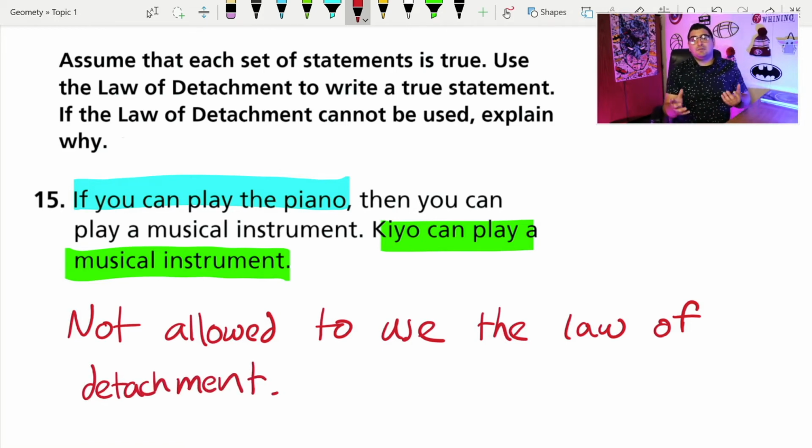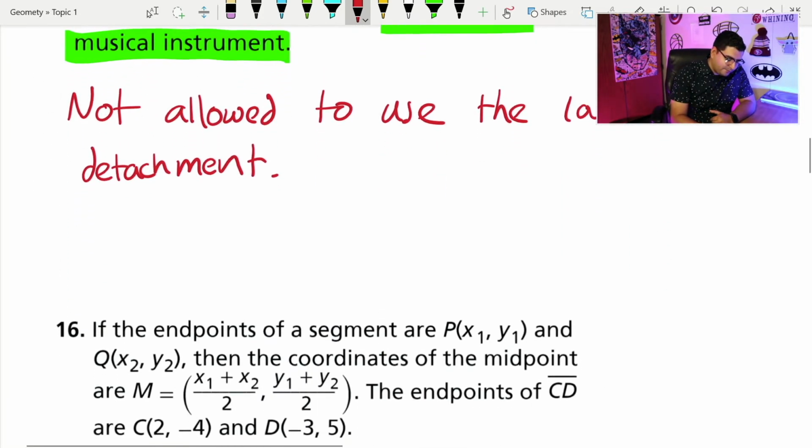Now, if the sentence was written backwards, then I could have. If it would have said, if you can play a musical instrument, then you can play the piano, then I would have been able to say Kyo can play the piano. However, that's not the case. So let's go ahead and move on to another example.